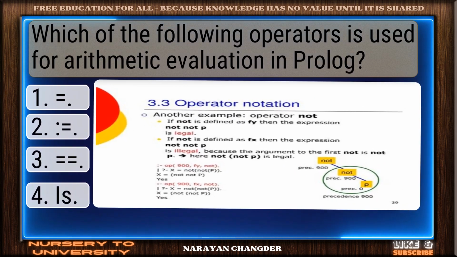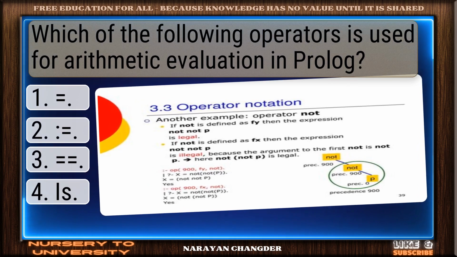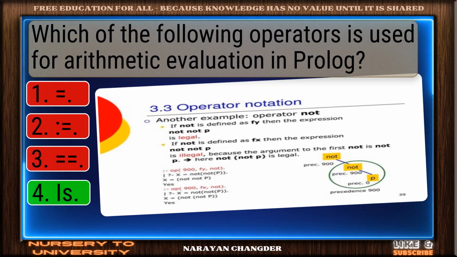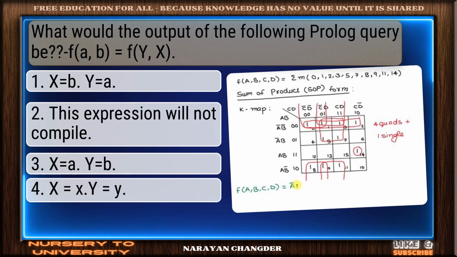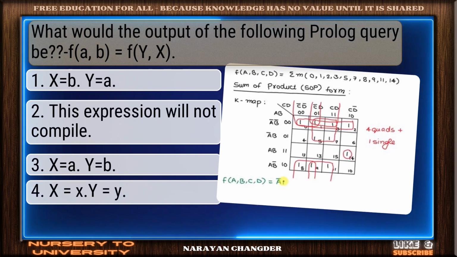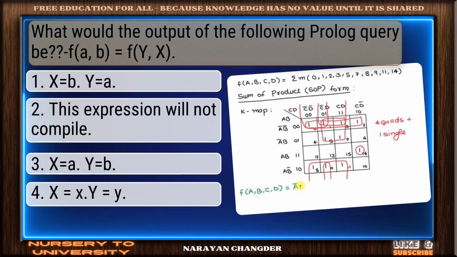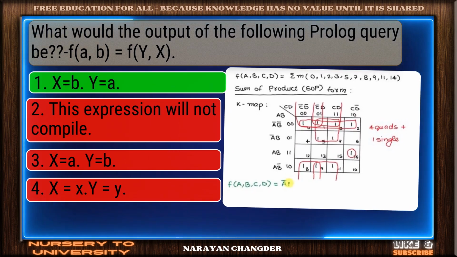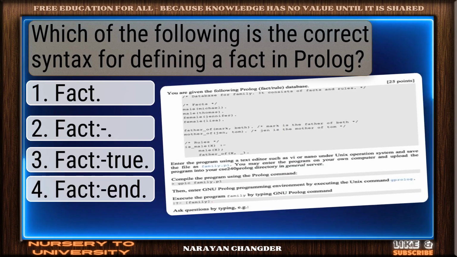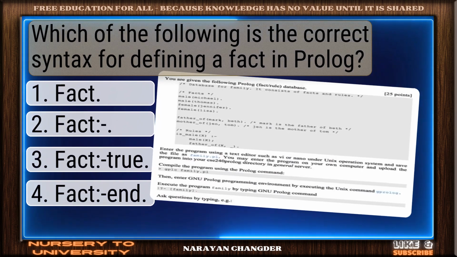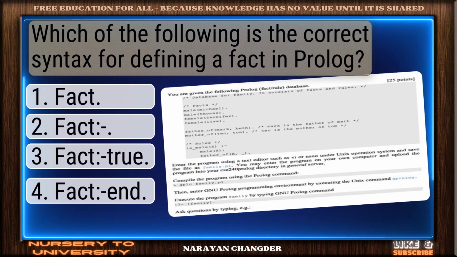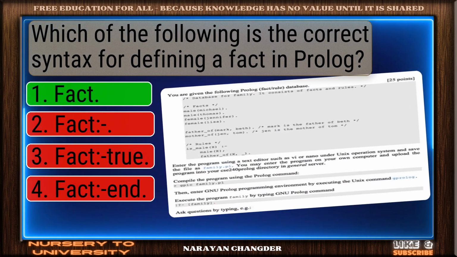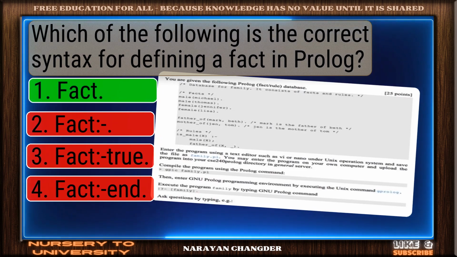Question number 8. Which of the following operators is used for arithmetic evaluation in Prolog? Great job. Is the accurate answer. Question number 9. What would the output of the following Prolog query be? F equal to F. Well done. X equal to b, Y equal to a is the right choice. Question number 10. Which of the following is the correct syntax for defining a fact in Prolog? Nice selection. Fact is the correct and valid answer.